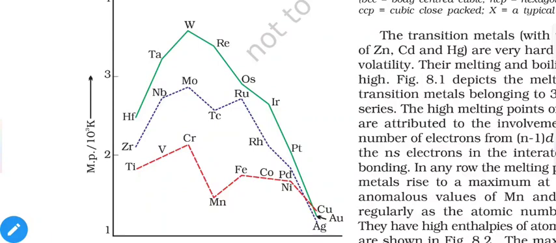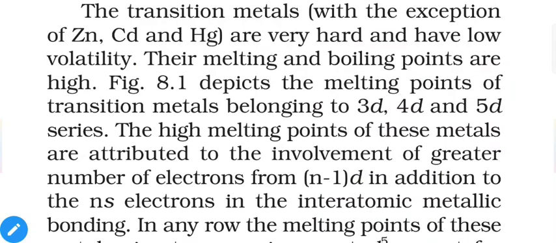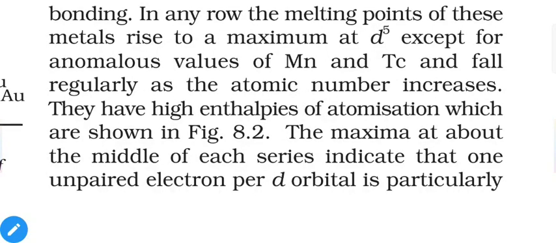But in certain cases, as you can see, you will see regularity in increase and then it will decrease. In certain cases you will see a zigzag nature. The high melting points of these metals are attributed to the involvement of a greater number of electrons from (n-1)d in addition to ns electrons in the interatomic metallic bonding. In any row, the melting point of these metals rises to a maximum at d5 except for anomalous values of Mn and Tc, and falls regularly as the atomic number increases.